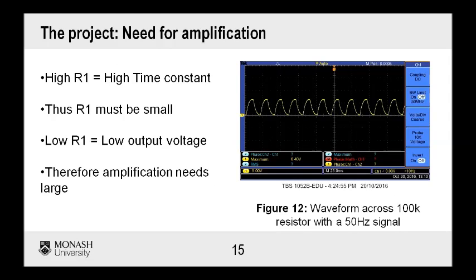Having a high R1 value leads to a large time constant, causing long rise and fall times of the signal. Therefore, R1 needs to be small. However, having a small R1 leads to the output voltage being low, and therefore it needs to be amplified by a high-speed amplifier. Figure 12 shows a 50 Hz signal using a 100 kΩ resistor for R1. Here we can see the slow rise and fall times.